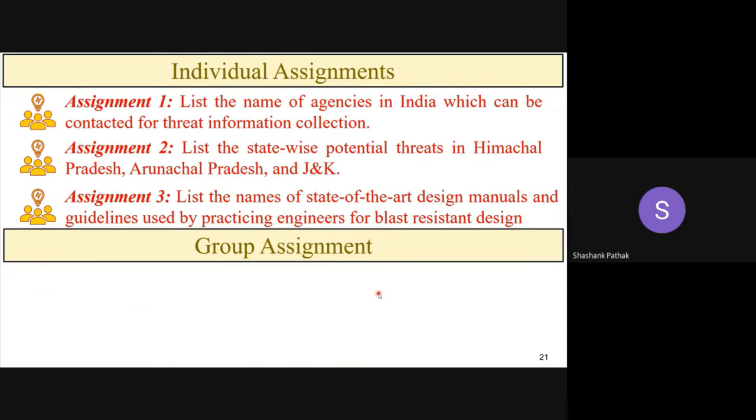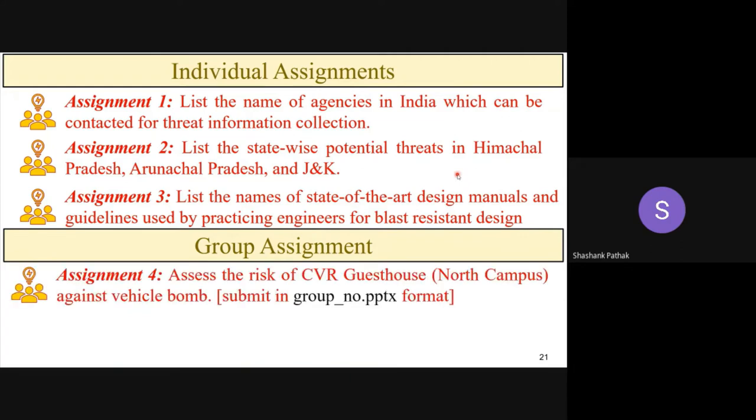So what are the different kinds of threat? Earthquake threat, snow avalanche, flood, landslide, blast, terrorism, fire. In different states, there are different kinds of threat, so you have to list those potential threats. And the third assignment is to list the names of state of the art design manuals and guidelines which are being used by practicing engineers for blast resistant design. So you have to search on Google what different kinds of state of the art design manuals engineers use for designing protective structures.